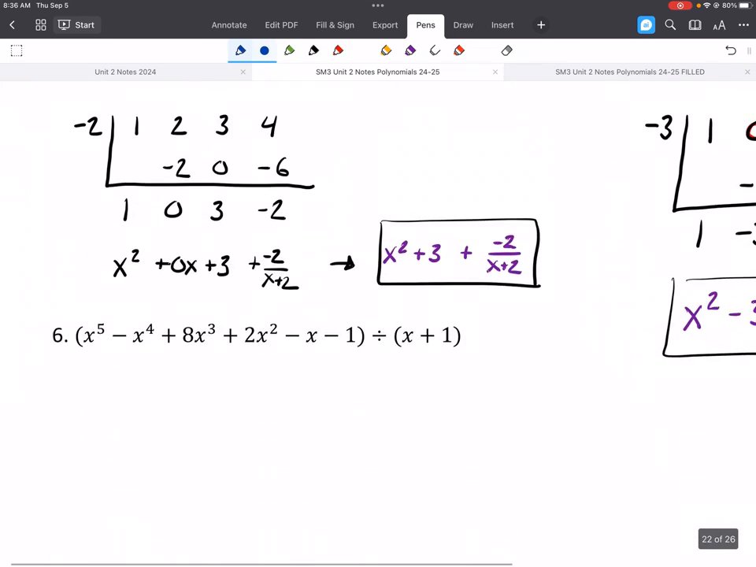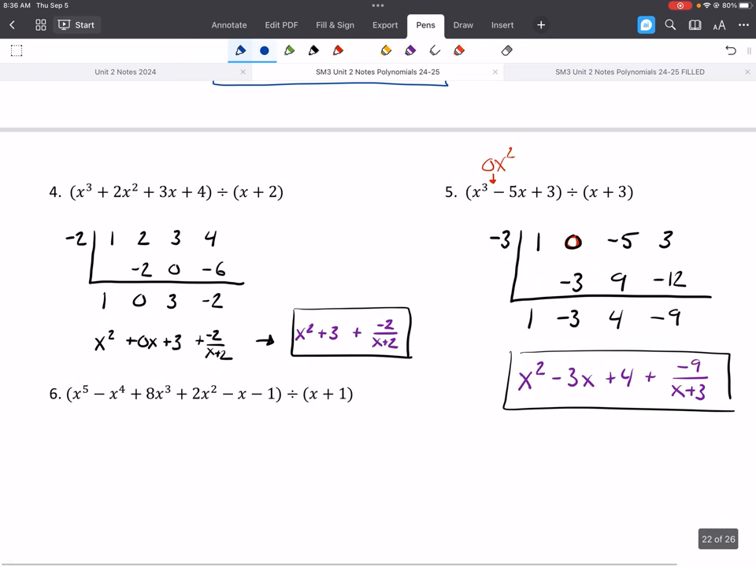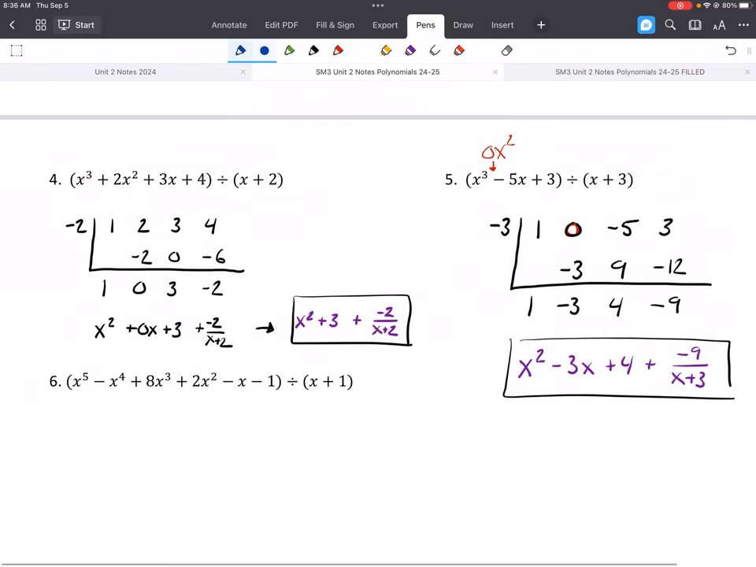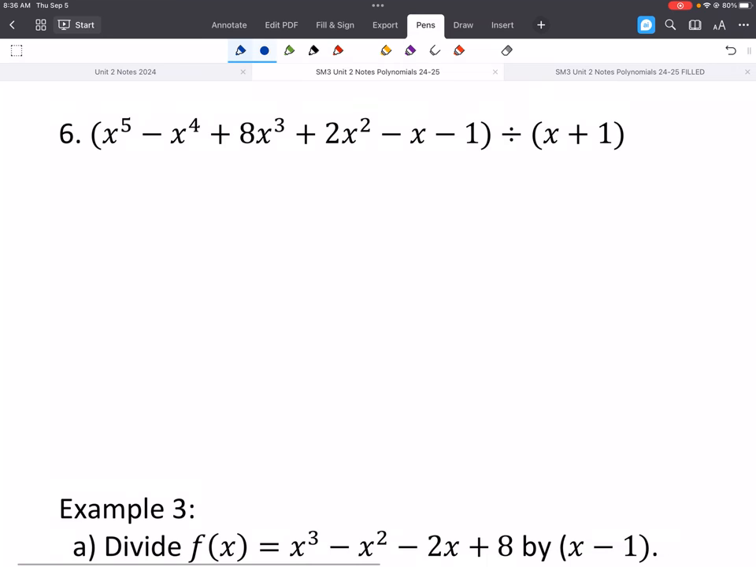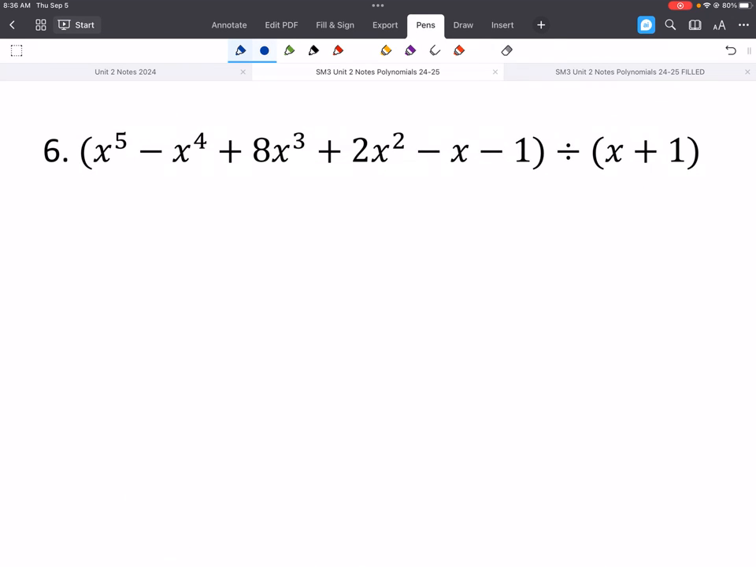All right, so I have these two already done. If you ever want to, pause and give 4 and 5 a try. Just for the sake of the video, again, all of these are about the same. The steps are the same. So go for it if you'd like, okay? Let's do this one. This is atrocious. This is a 5th degree polynomial. And I'm going to show you how fast this is going to go.